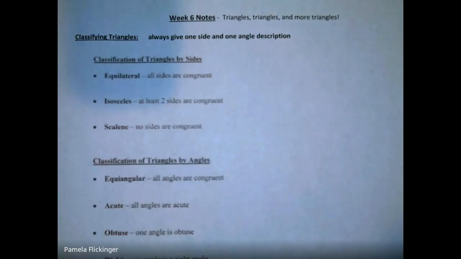All right, the next couple weeks, we are gonna spend strictly on triangles. So you can see it says triangles, triangles, and more triangles. Today, we're gonna look at how to classify triangles and also some rules that go with interior and exterior angles. All right, so hopefully everything we do today is gonna be review.